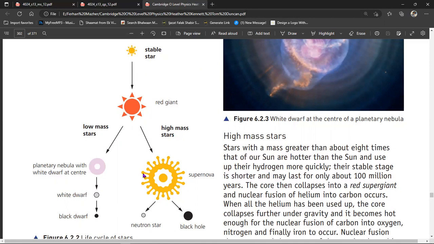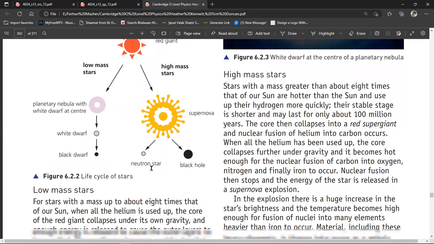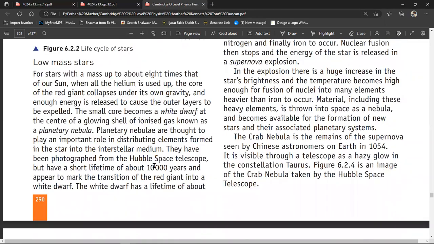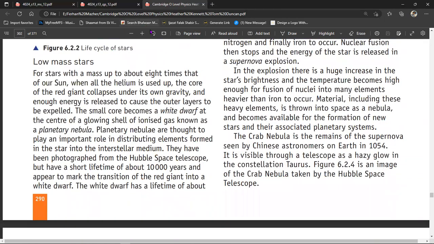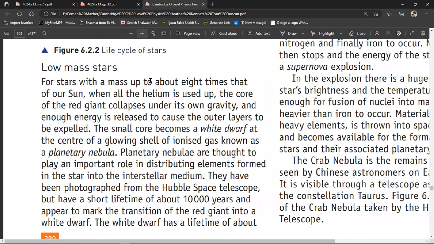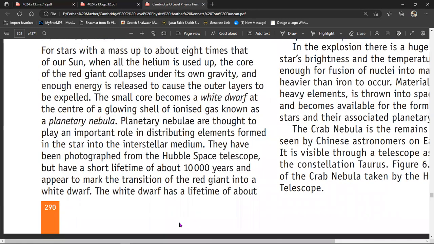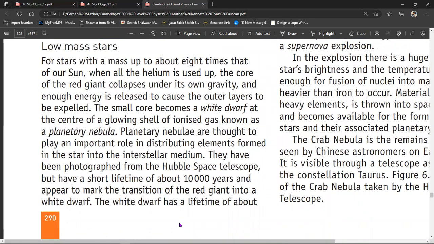Okay, so low mass stars, what will happen with them? That is our topic. For stars with a mass up to about 8 times that of our sun, when all the helium is used up, the core of the red giant collapses under its own gravity, and enough energy is released to cause the outer layers to be expelled.